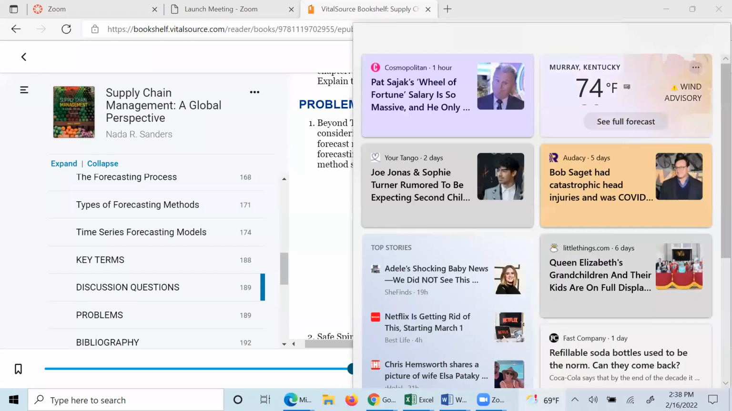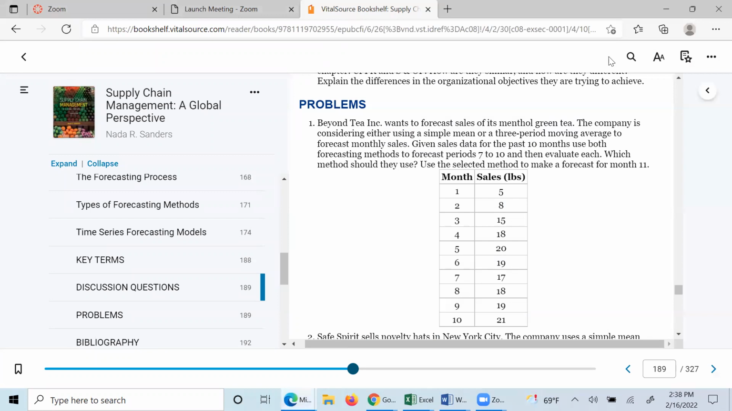I just wanted to walk those of you through who haven't actually done some forecasting in Excel before, using this 3-period moving average, what that should look like. I'm sorry, I had that pop up ad.